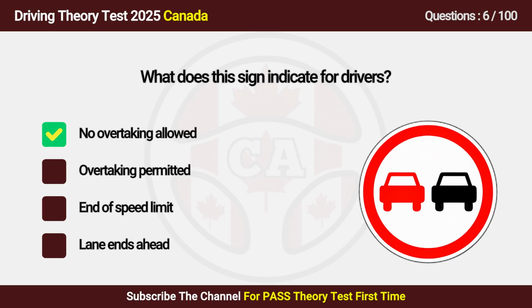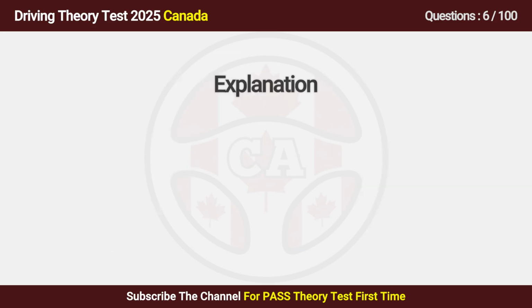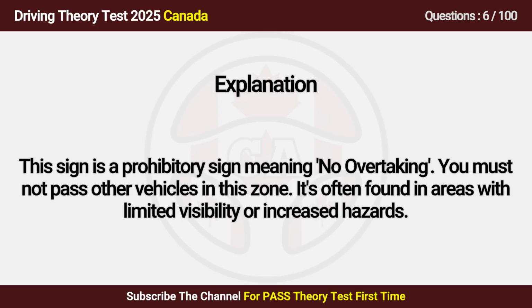Answer is A. No overtaking allowed. This sign is a prohibitory sign meaning no overtaking. You must not pass other vehicles in this zone. It's often found in areas with limited visibility or increased hazards.